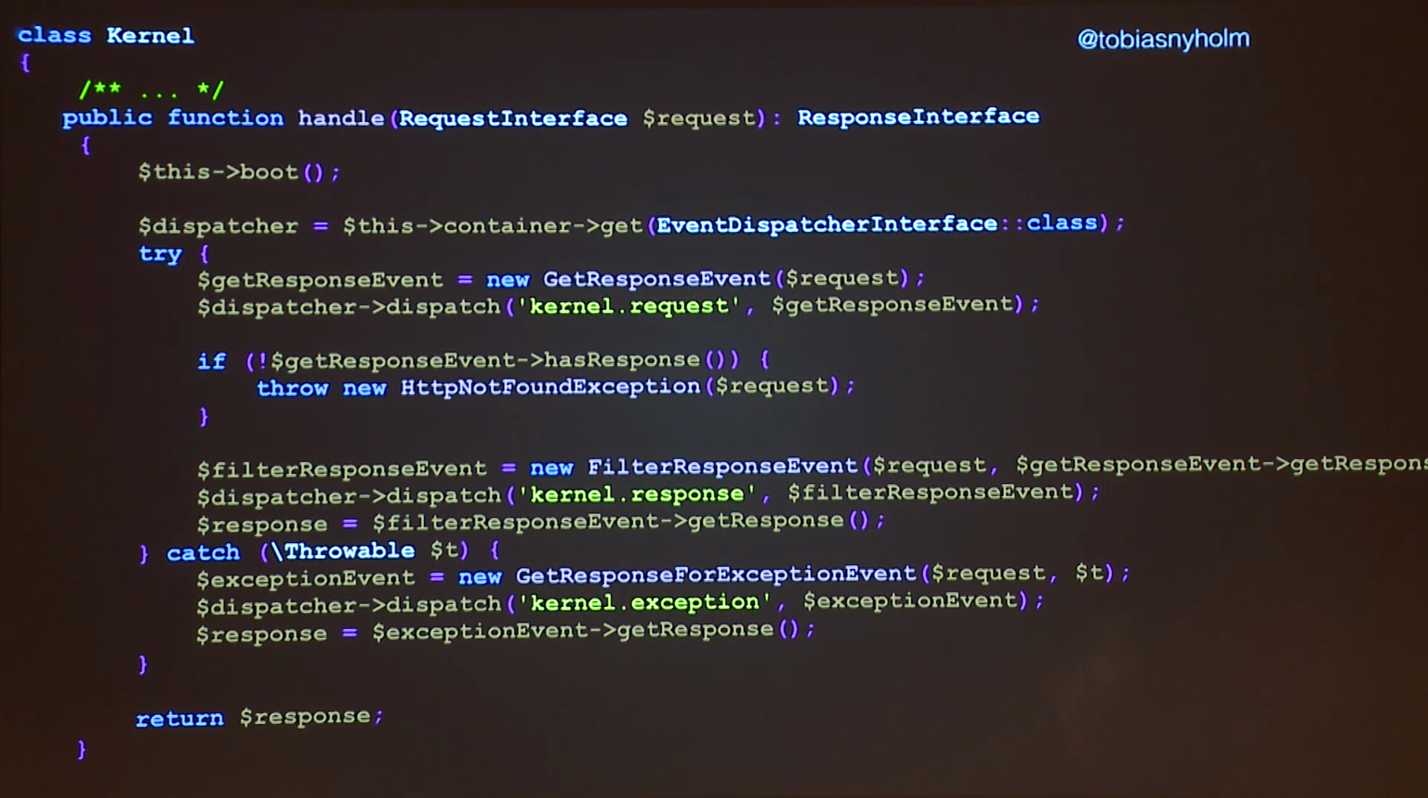So what we do here is we create one chain for incoming request. This is the kernel request, and we dispatch that, and we expect to have a response back. If we don't have a response back, we say this is not found. And then when we get the response, we dispatch the kernel response to make sure people can make changes to this. This is where the toolbar acts. And if we got an exception, we could also listen to exceptions. So we can also have a toolbar listener on the exception.